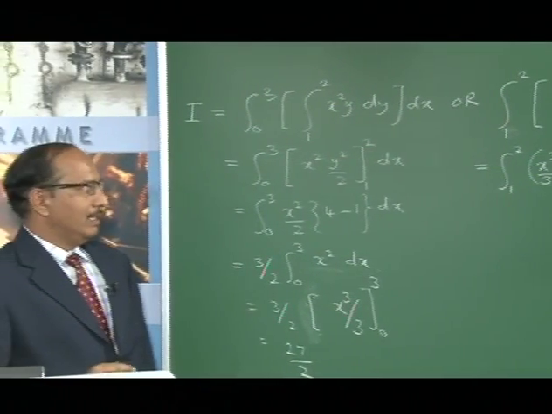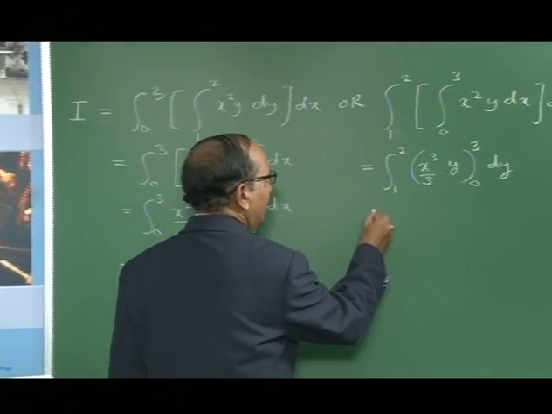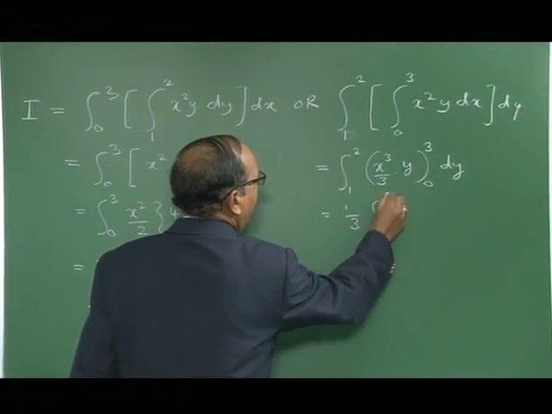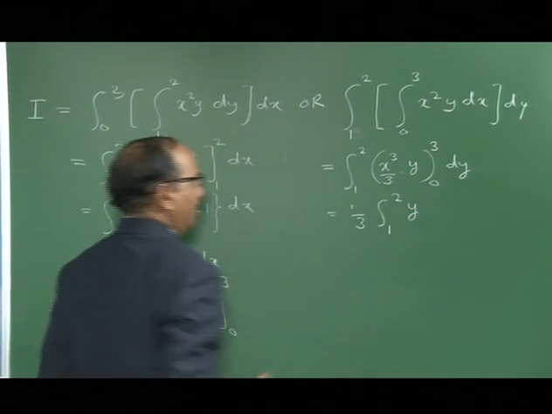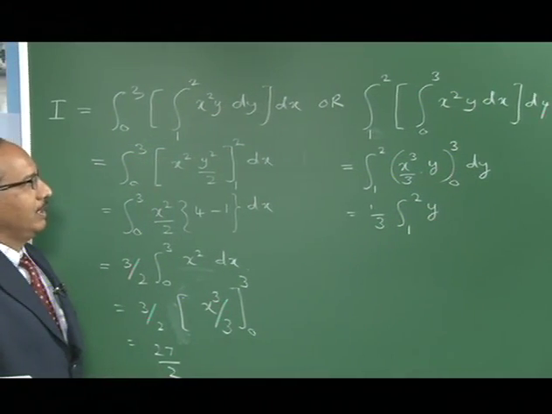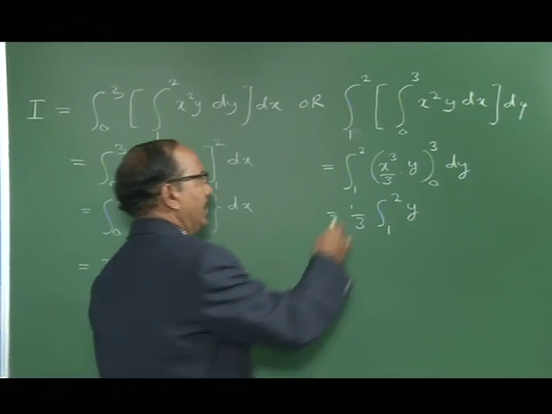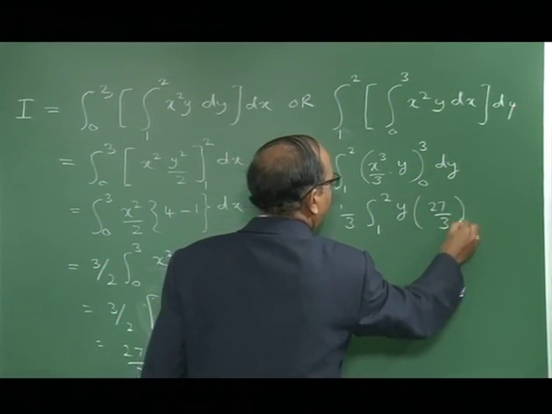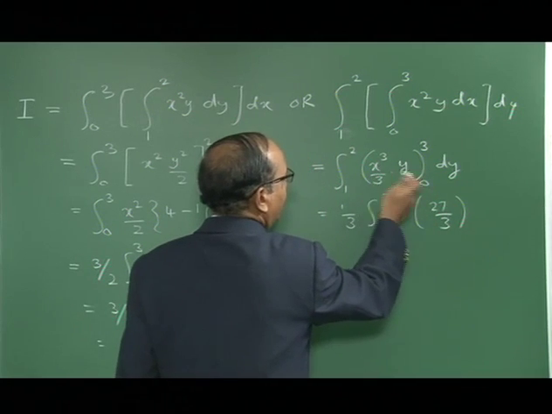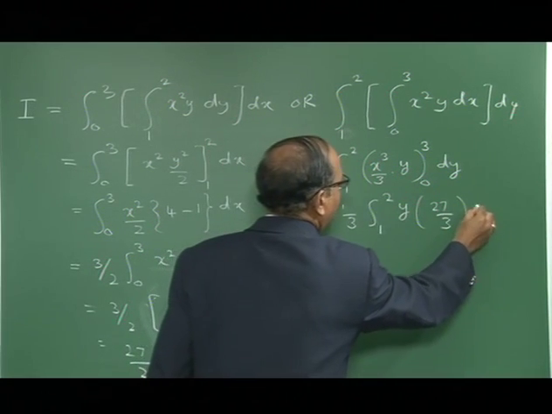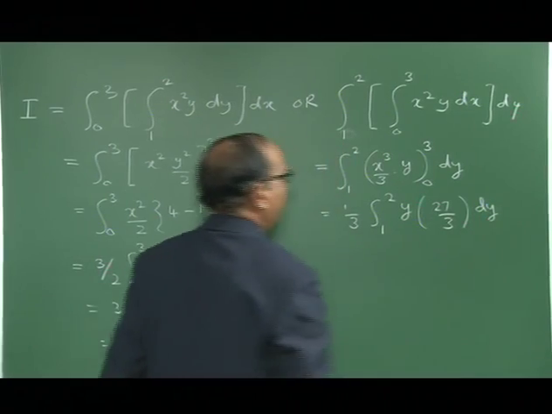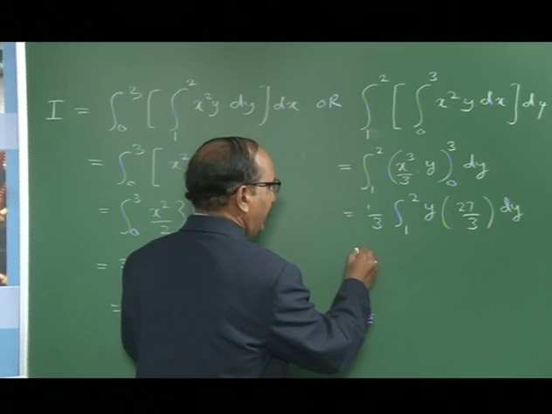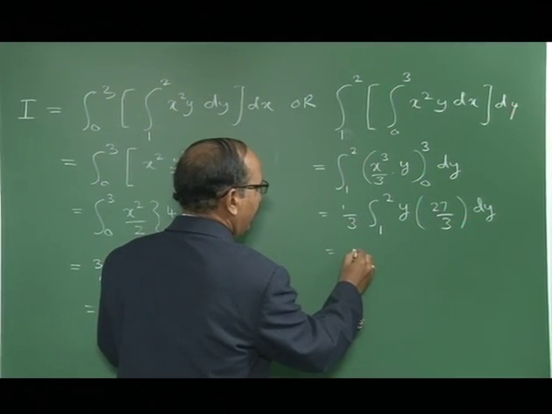Now, using the limits in place of x, 1 by 3 you can take outside, 1 to 2. y is kept constant, substitute in the x, 3 raised to 3, 27 by 3, and for x equal to 0, that is the lower limit 0. So, that is the integration with respect to x.